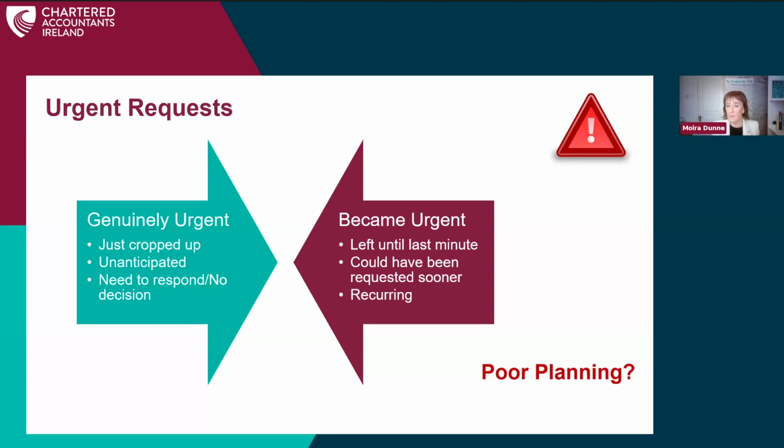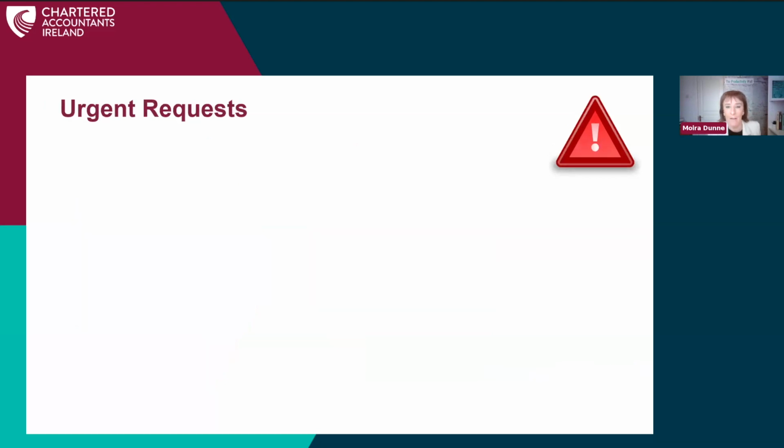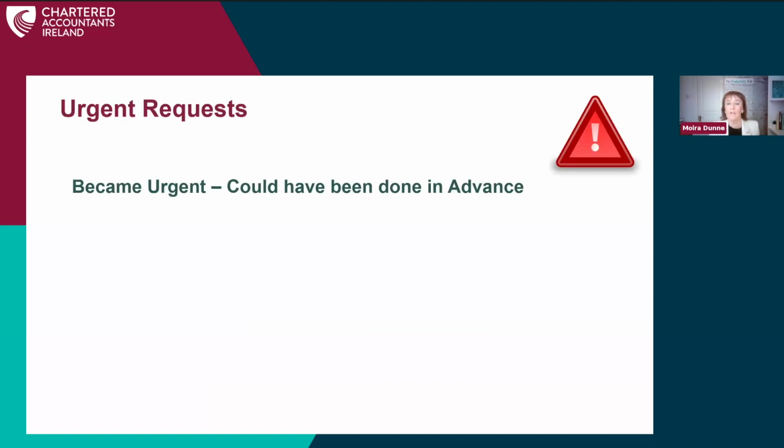So it could be down to poor planning. So maybe you have a stakeholder who asks you to do things. It's always at the last minute. You can't change their work style. But what we can do is maybe nudge them to change how they interact with us and how they give us those requests. So an example would be, and I think I have it on the next screen, it became urgent. It could have been done in advance. So when it's something that, particularly if it happens on a regular basis, somebody maybe asks you for figures or an input or something, and they always leave it to the last minute, up to their deadline, and you know they're under pressure to deliver.